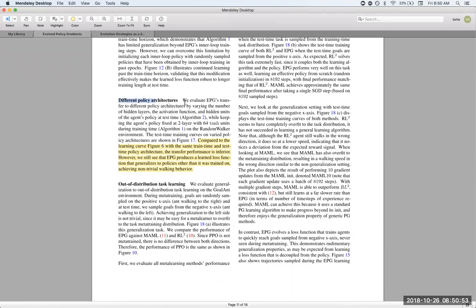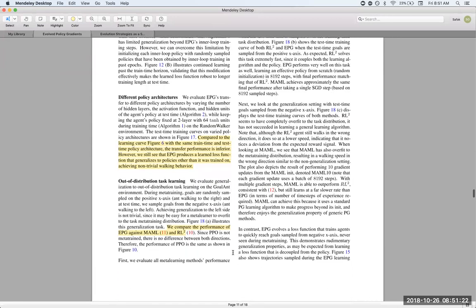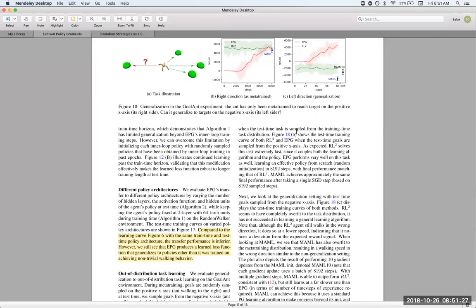So different policy architectures and out-of-distribution task learning. We evaluate generalization of the out-of-distribution task learning of the goal-ant environment. Okay, this is what I was discussing. We compare the performance of EPG against MAML and RL squared. Since PPO is not meta-trained, there is no difference between both directions. Therefore, the performance of PPO is the same as shown on figure 10. First, we evaluate all meta-learning methods' performance when the test time task is sampled from the training time task distribution.